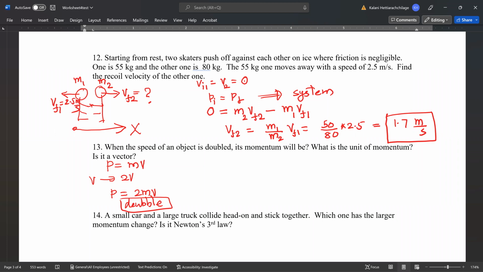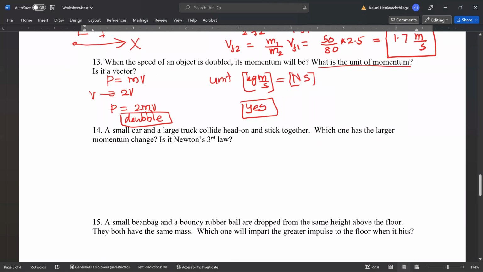And the units of momentum, we already discussed that, right? The unit is kilogram meters per second, and in another way, you can write Newton second. Both are correct units. Okay, now is it a vector? Yes, it is a vector.